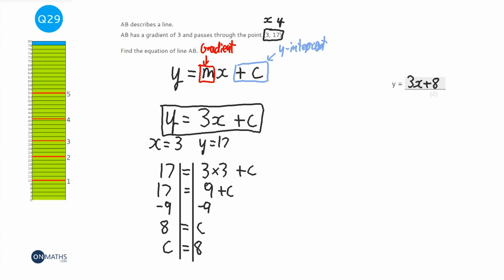And you can check that by putting in the values of 3 as x and see whether you get 17. 3 times 3 is 9. 9 plus 8 is 17.